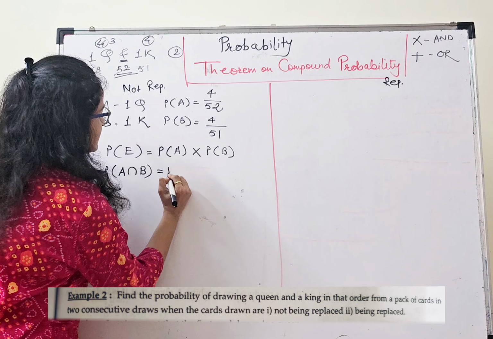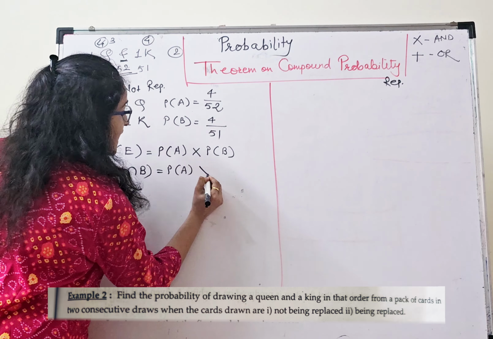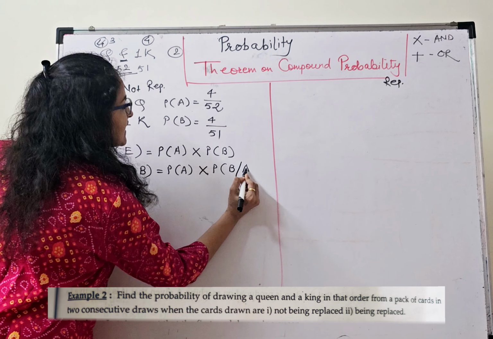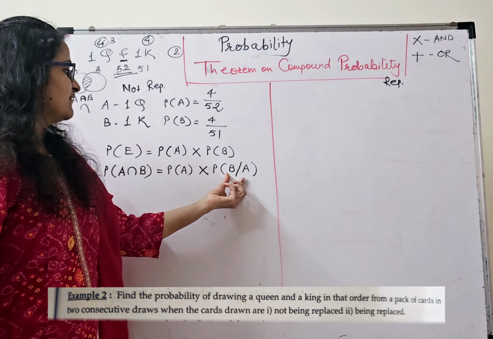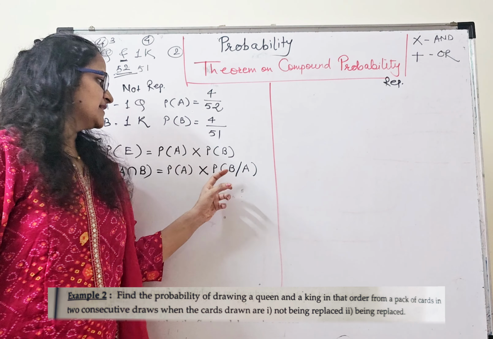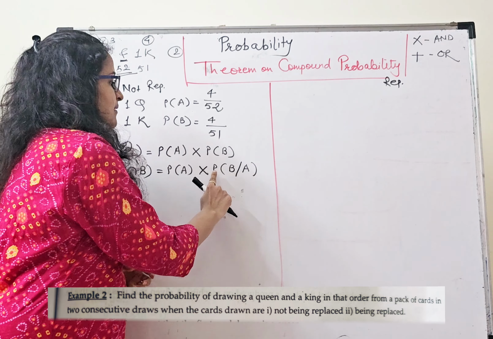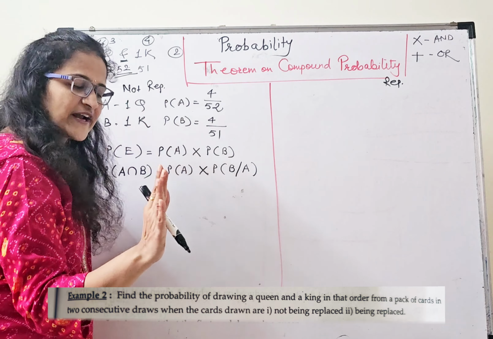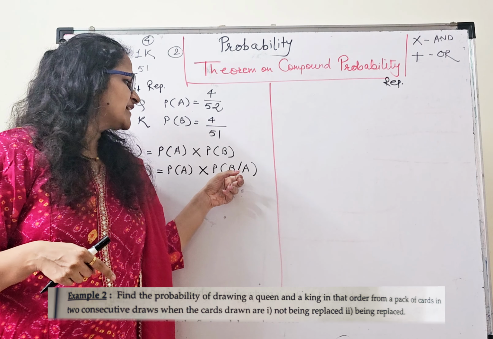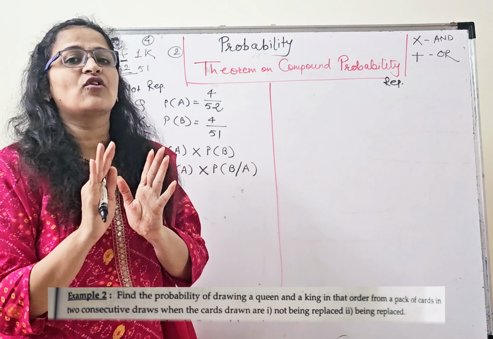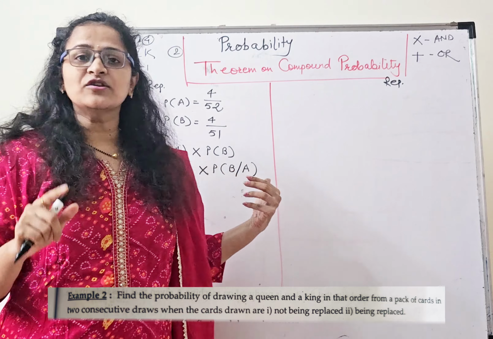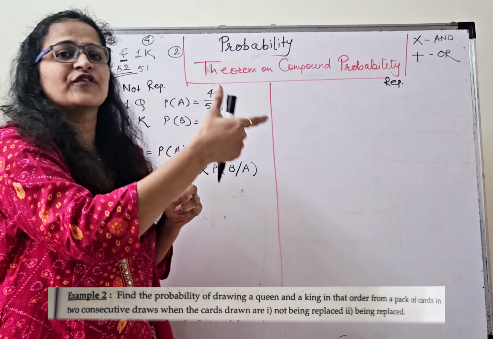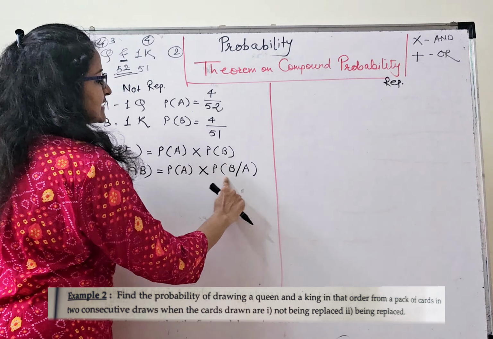And now what is it? Probability of A for sure, and means multiplication. Probability of B when event A has happened. When event A has happened, represented like this. This is read as probability of B by A. It means you are supposed to find out the probability of B only when A has happened. And why do we have to write it like this? Because of the dependency of the events, right? B is dependent on A, correct? Because the event A happened, this set is reduced to 51, right? And that is indicated this way.